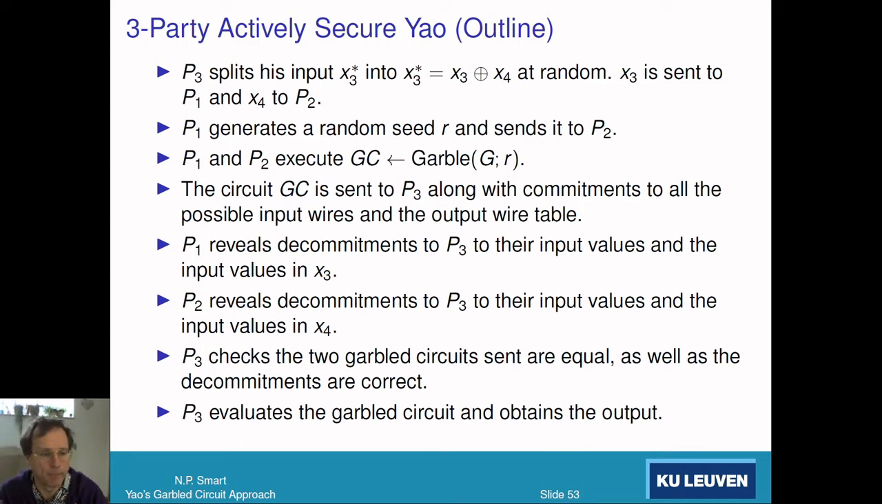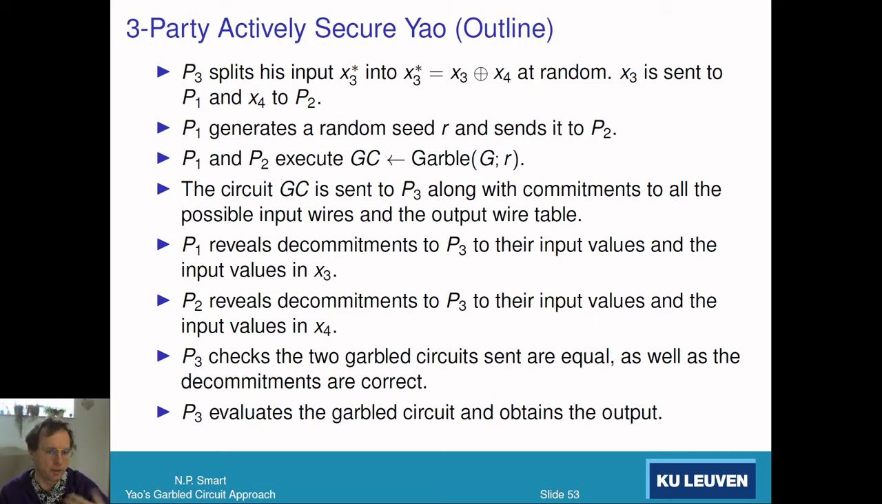Clearly, if there's only one bad guy, P1 is not going to learn anything about his input, and P2 is also not going to learn anything about player 3's input. Now P1 generates a random seed and sends it to player 2. Given this random seed, they both garble the circuit independently. But they're garbling the same function using the same randomness, so if both act honestly, they should get the same garbled circuit out.